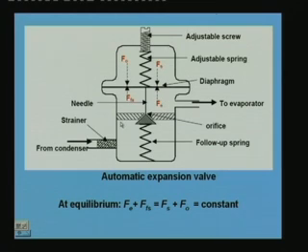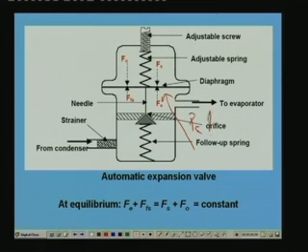That means let us say that because of the increase in the load, Pe increases. Once Pe increases, Fe increases. That means the force on the diaphragm increases. Once it increases, a balance will be restored at a higher position of the needle. That means the needle moves up, the spring gets compressed, and a new balance is achieved at a narrower opening of the orifice. That means when the load increases, the orifice opening becomes narrower. Once the orifice opening becomes narrower, the mass flow rate through the valve reduces.